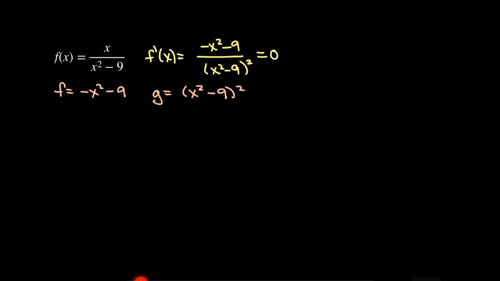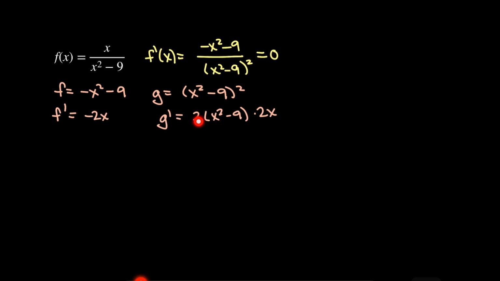All right, let's take a look at our second derivative. So I'm going to take the derivative of my derivative. I'm going to have to use the quotient rule again. f is -x squared minus 9, and g is the quantity x squared minus 9 squared. So f prime is -2x. For g prime, I'm going to use the chain rule.